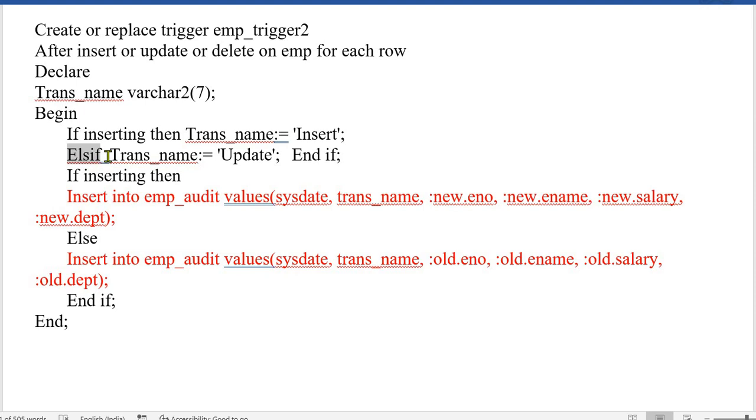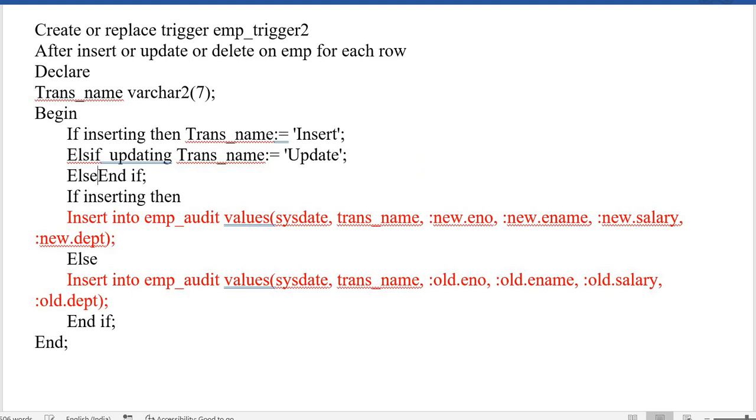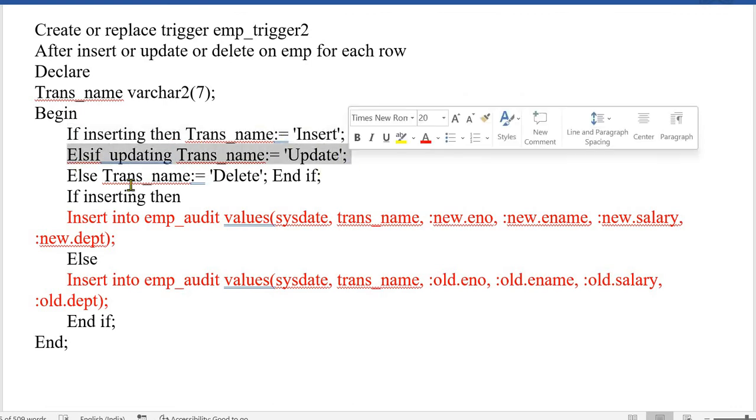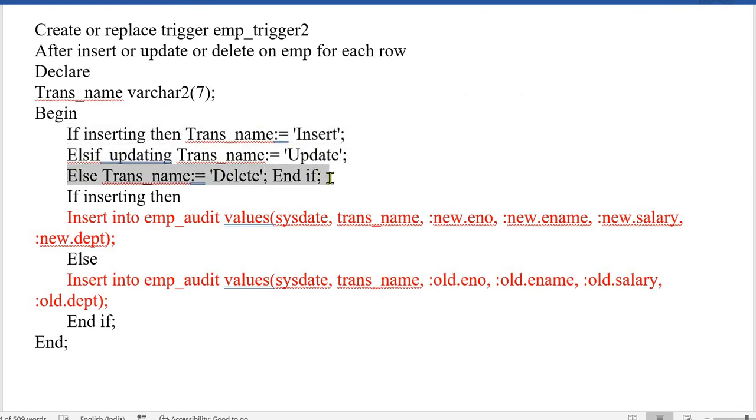So elsif we are updating, then the transaction name would be update, else the transaction name is going to be delete. So here, if inserting, the transaction name is insert, elsif updating, the transaction name is update, and the third and last case is delete: if deleting, the transaction name is delete. Now let's check over here.